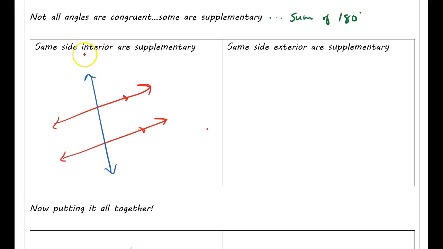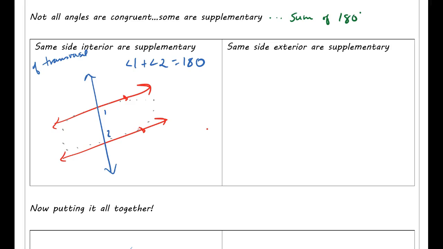We're going to break this down the same way: same side interior. Well, if you're interior, once again, you are on the inside, right? So we're on the inside, and you're on the same side of the transversal, the blue line, and those are supplementary. So 1 and 2, I would label them like that. Now I'm not going to write 1 is equal to 2. I'm going to write angle 1 plus angle 2 is equal to 180, because they have a sum of 180 because they are supplementary. That's how that works.